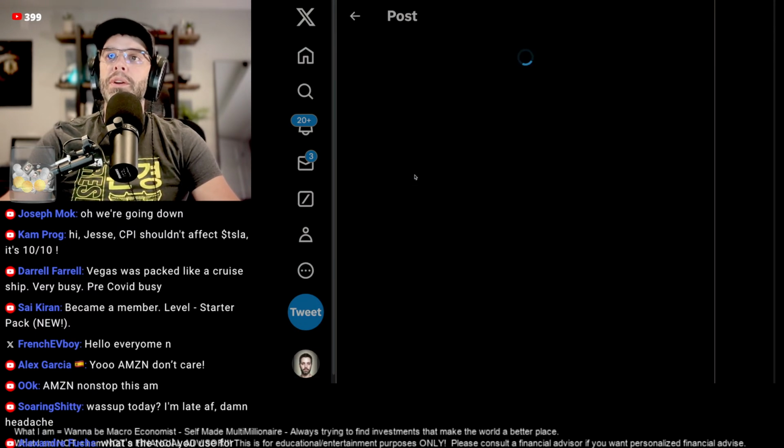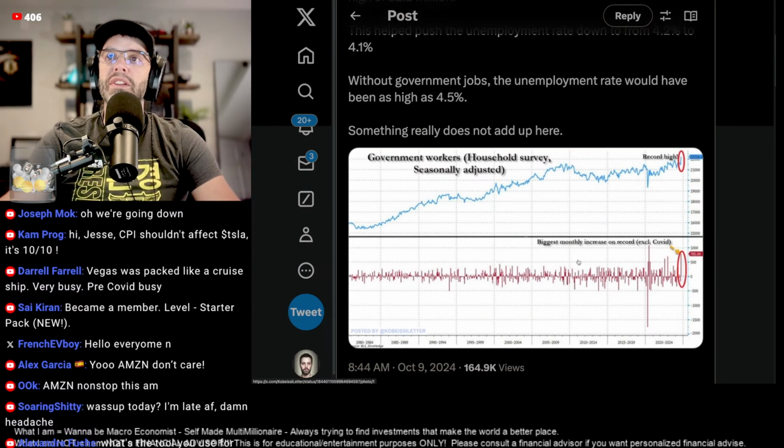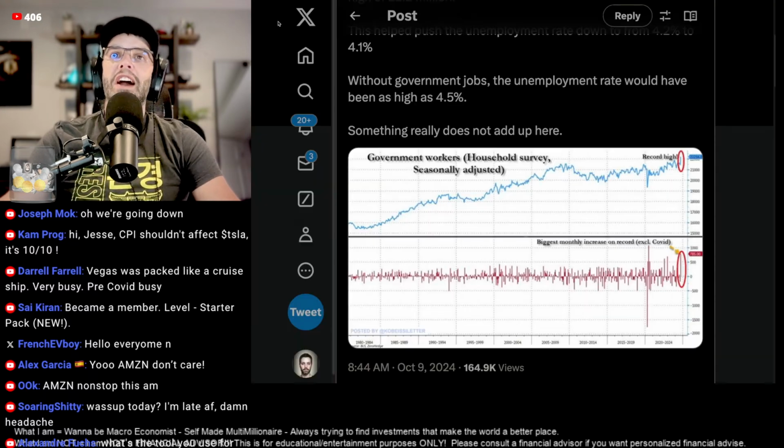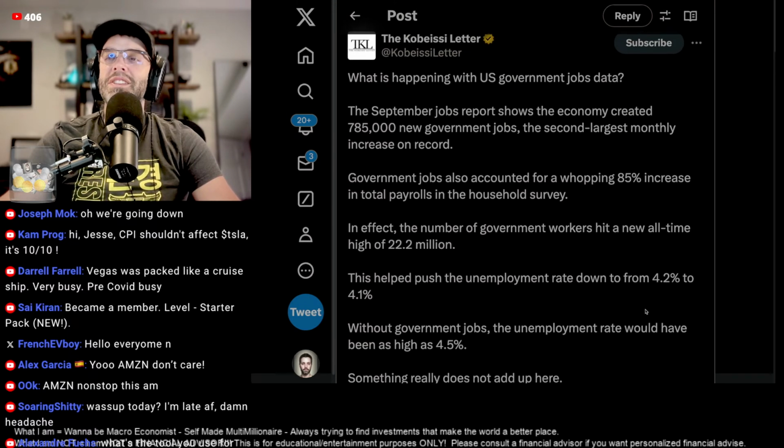Kobayashi Letter again, my buddy here. A little bit of a bear, but I like his bearishness. He's good and he's data driven. He's just showing government workers in the household survey, seasonally adjusted, is at a record high, and the biggest monthly increase on record if you exclude COVID. So government workers are everywhere. I wonder why. Maybe we just got to boost up numbers.